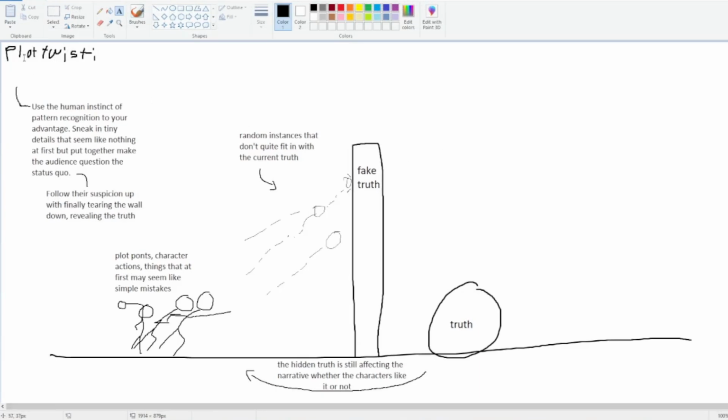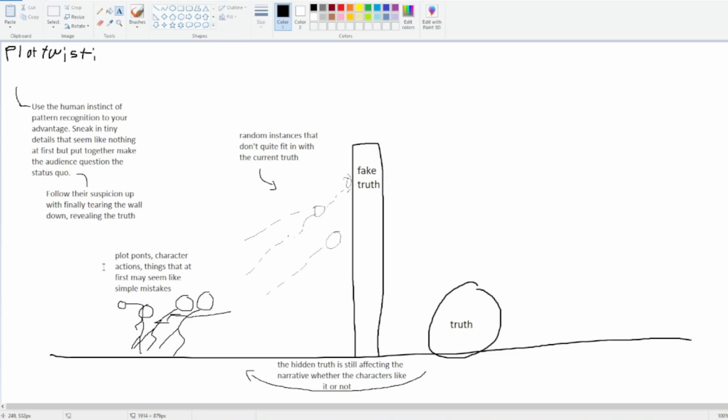So the first one is for plot twists, and this one is basically what most people think of whenever they think about foreshadowing. This is for the plot, obviously, because it's a plot twist. So if you're foreshadowing, it's very important to use the human instinct of pattern recognition to your advantage. Sneak in tiny details that seem like nothing at first, but put together make the audience question the status quo. And then follow their suspicion up with finally tearing the wall down, revealing the truth.